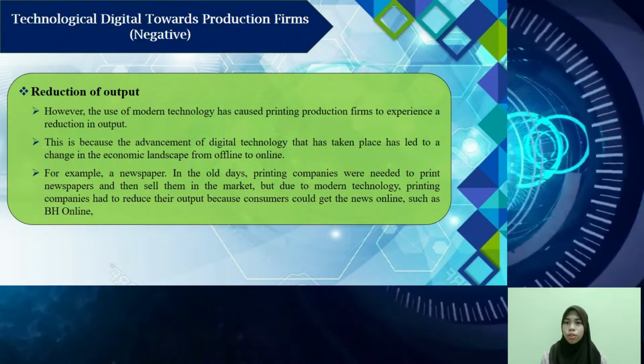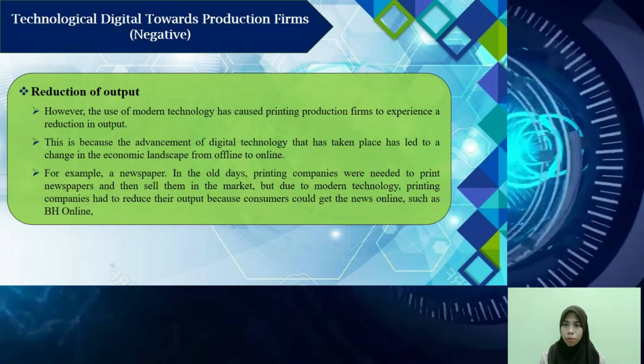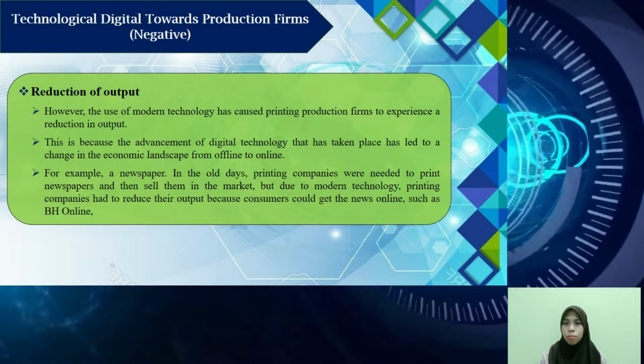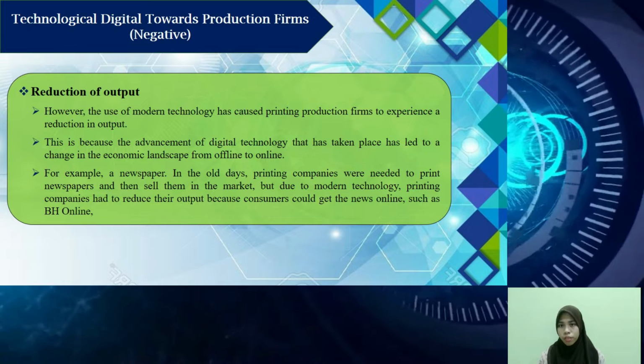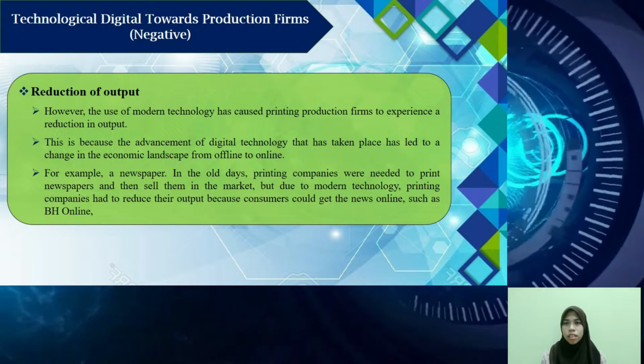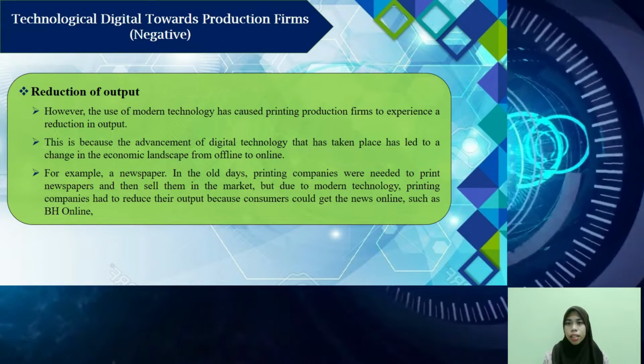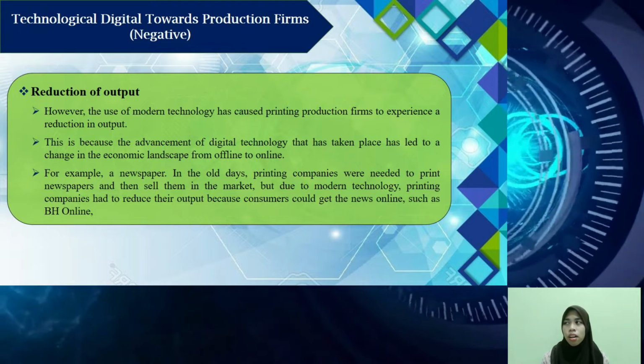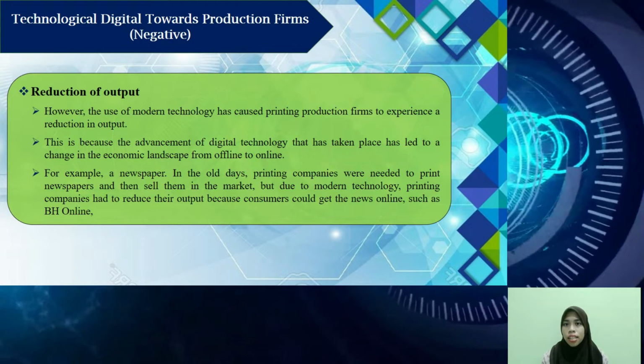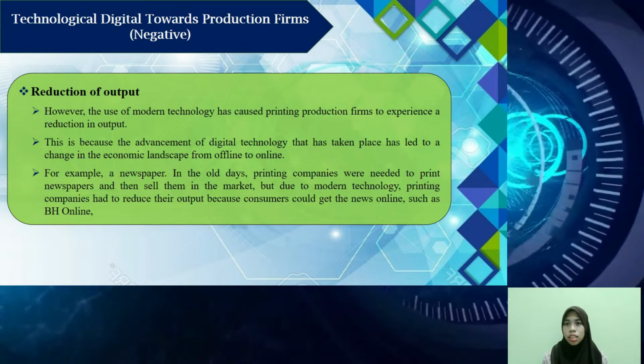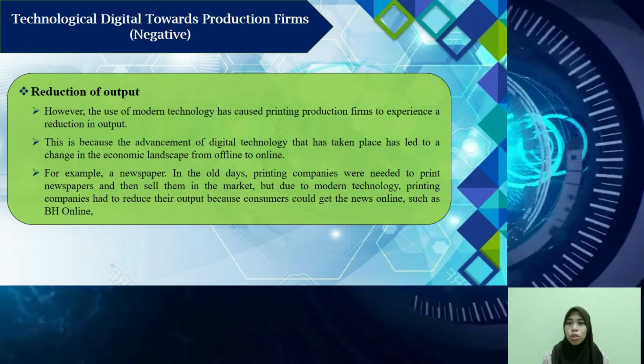However, the use of modern technology can also cause a reduction of output, like in printing production firms. Printing production firms can experience a reduction in output. This is because the emphasis on digital technology has led to a change in the economic landscape from offline to online.